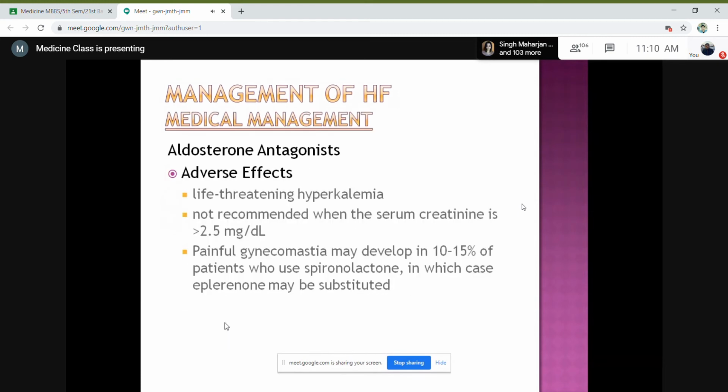Okay, so the adverse drug reactions that can occur in a patient using spironolactone are life-threatening hyperkalemia, and it's not recommended in a patient who has serum creatinine of more than 2.5 mg per deciliter. Also, patients using spironolactone may have painful gynecomastia. It generally develops in around 10 to 15% of patients. So if it develops, eplerenone is a good substitute.